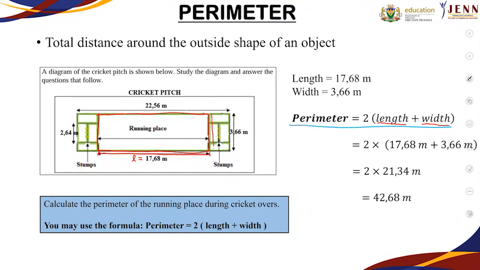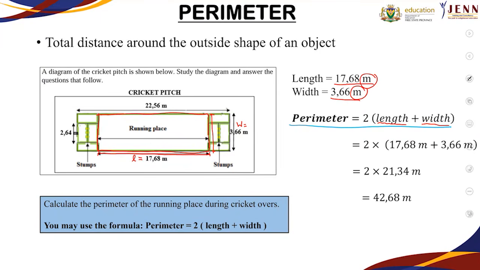Then the width, which is your shorter side from there to there, is given as 3,66 meters. So I need to check, there is my length of 17,68 meters and 3,66 meters. Okay, so now it's easy for me, but one thing we need to be careful of, I have to make sure when I substitute into my formulas that my units are the same, which means I've got meters for length and I've got meters on width. Then I can use my formula.